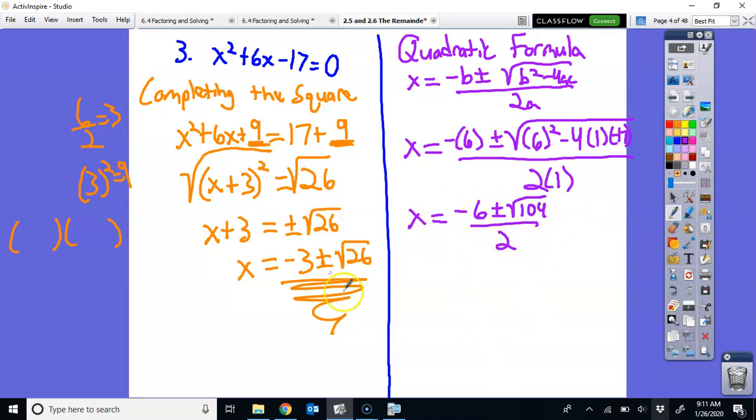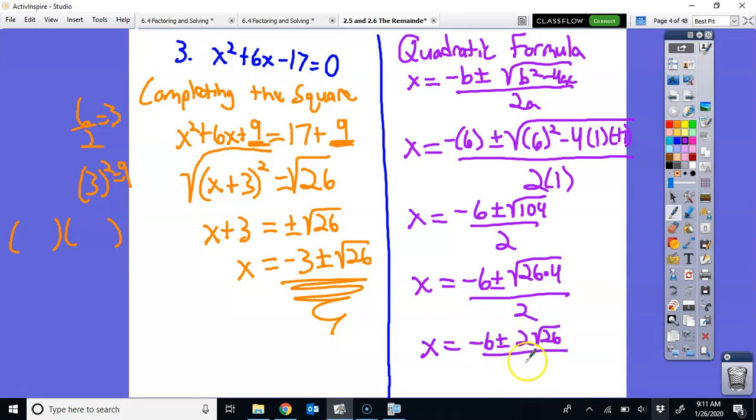Now that doesn't look the same as this answer over here. That's because it goes into that simplifying of the radical. 104 can be split up into 26 times 4. Now I didn't choose 26 just because I knew the answer over here. It's because I knew that 4 is actually the highest perfect square that divides into 104. I did a little bit of math in my head. You could probably use the calculator. But 4 is a perfect square. What is the square root of 4? 2. What do I do with the 26? It stays on the inside because it's not a perfect square.